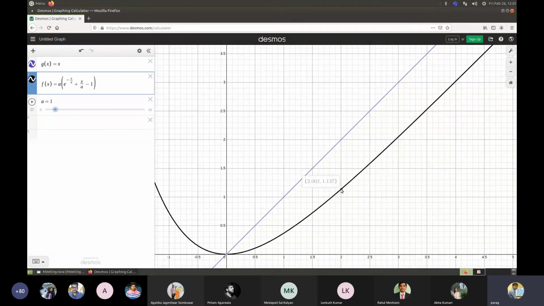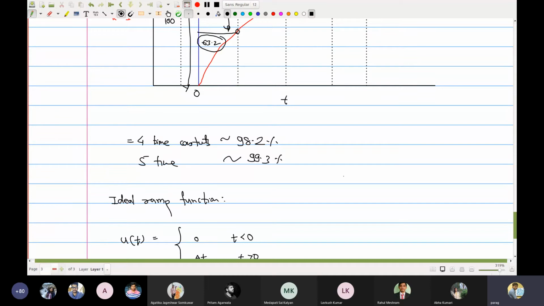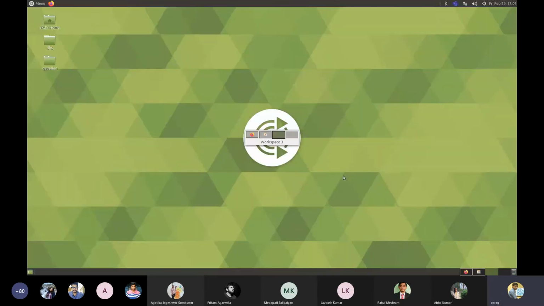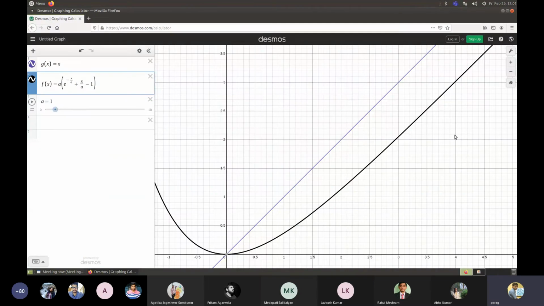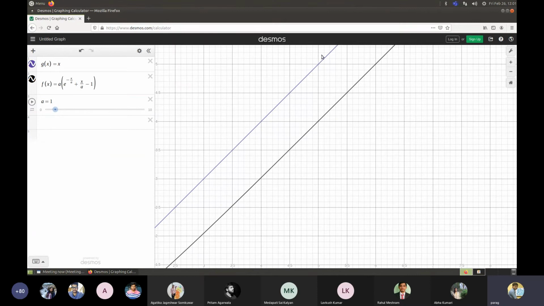Again, I will have to subtract 1 minus this value. So you have reached around 90%, which we saw previously. You have reached around 98% of the difference in 4 time constants. And if I reach 5 time constants here, then the x-axis difference and y-axis difference at different time intervals will remain exactly constant.